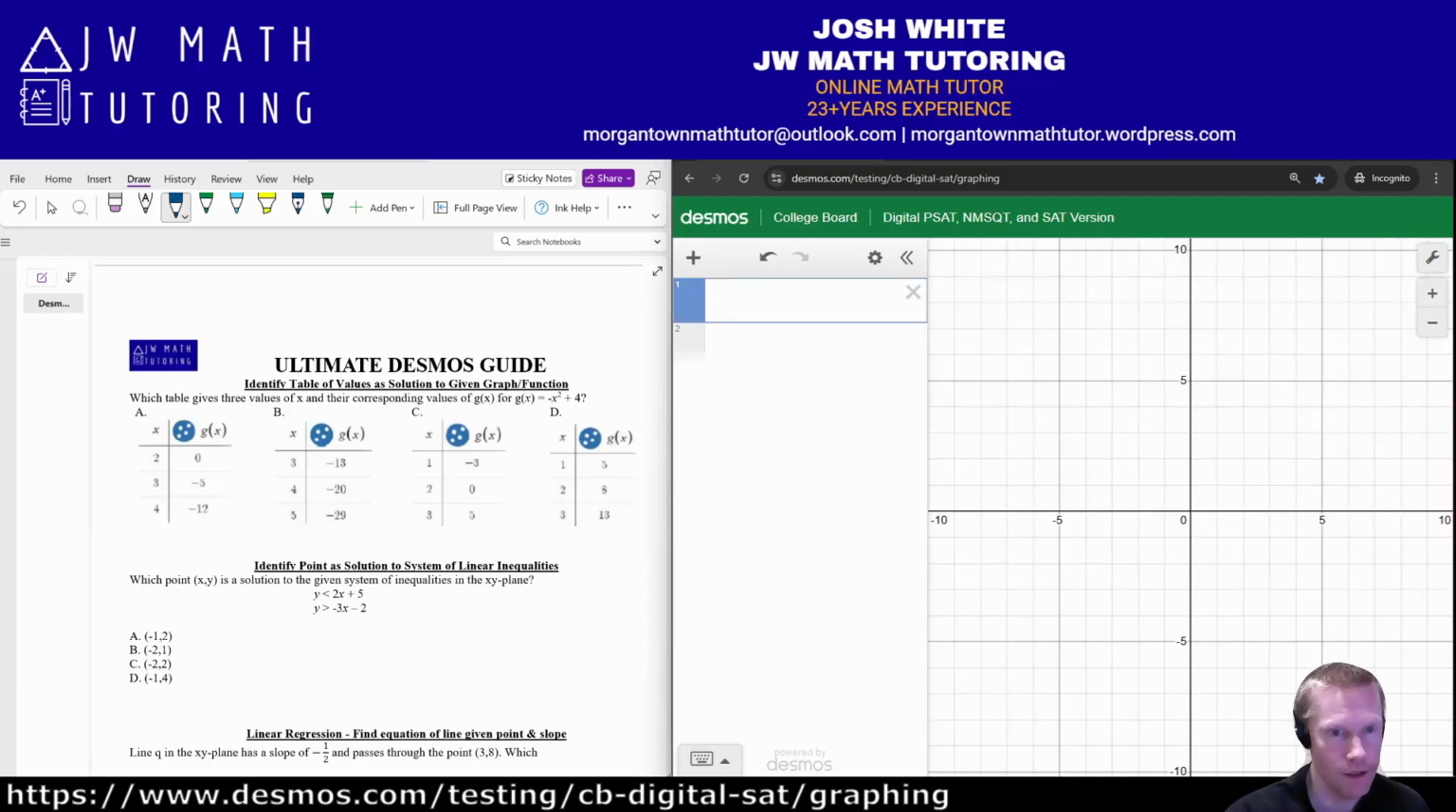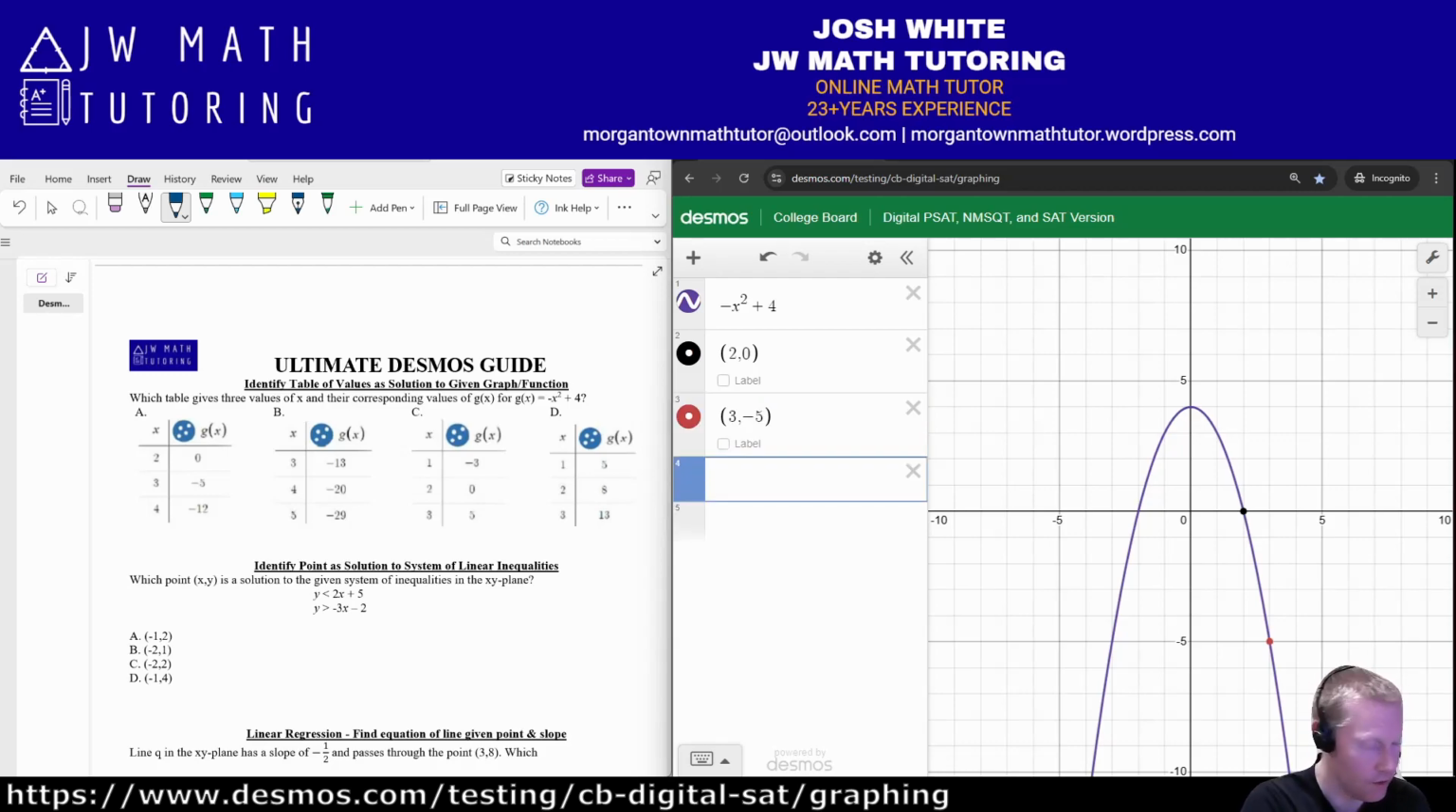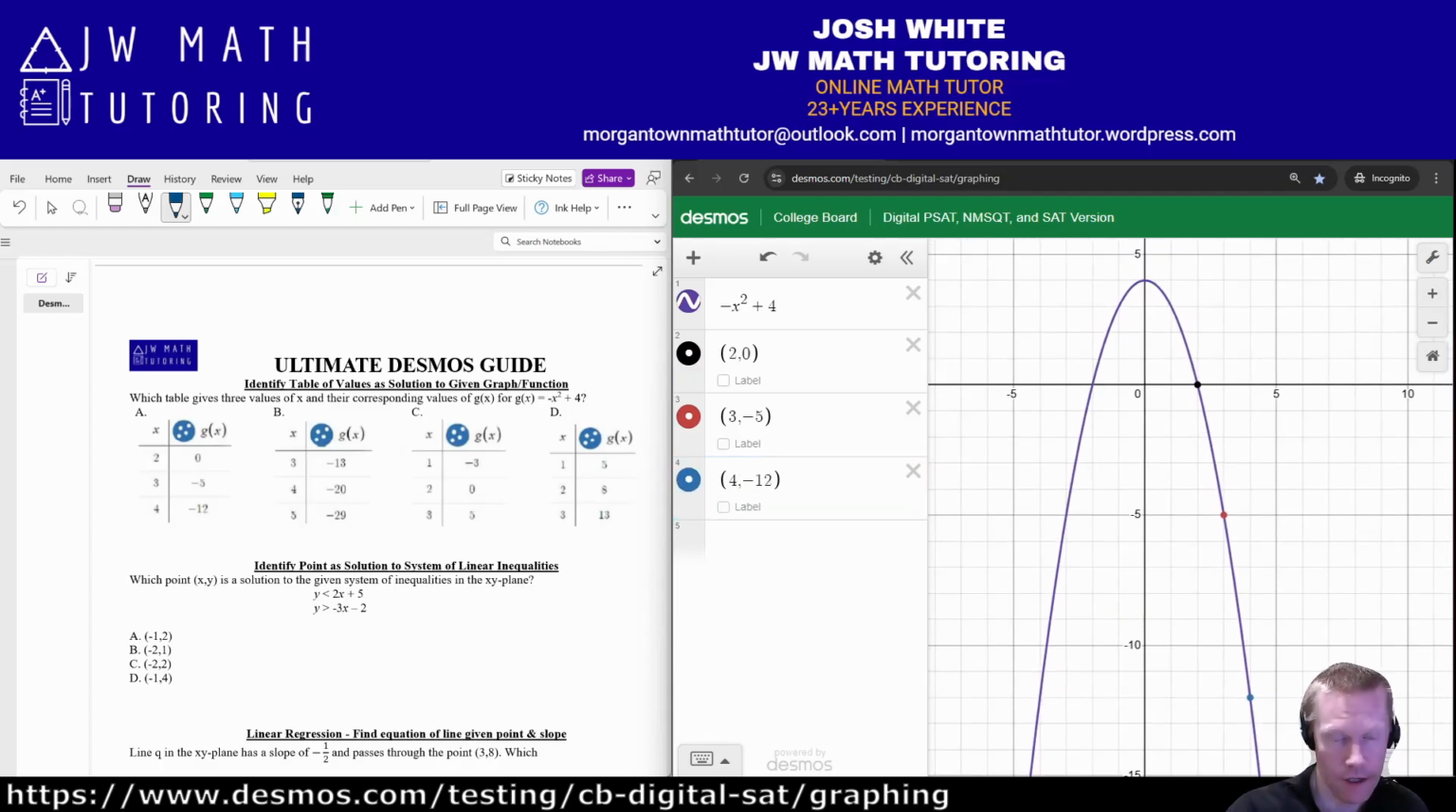In the next one, we have a function, and we can just graph that function, negative x squared plus 4. Now you can start going through answer choice A, and you could do 2 comma 0. Okay, is that on the graph? Yes. All right, let's see here. Is 3, negative 5 on the graph? Yes, it looks like it is. And 4, negative 12, have to scroll down a little bit. Okay, so notice all three of these points are on the graph. Therefore, the correct answer for this is going to be letter A.